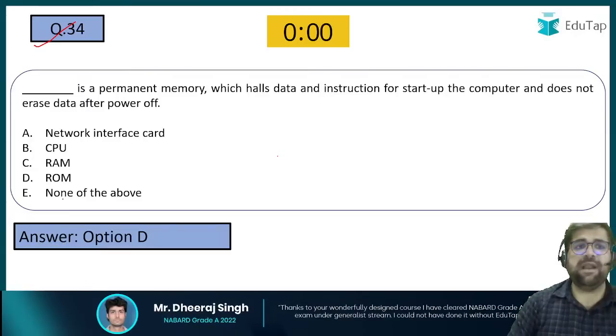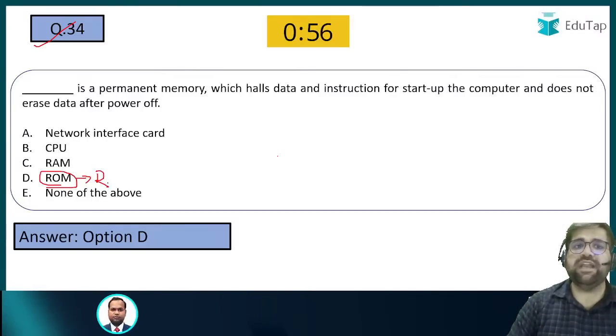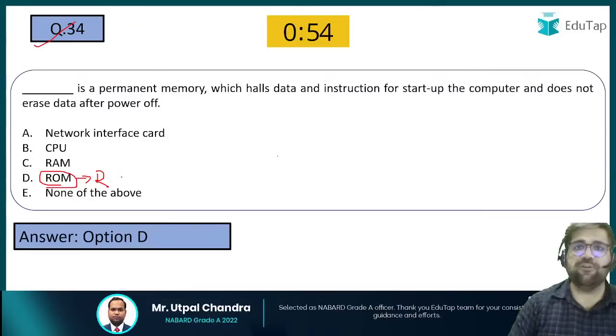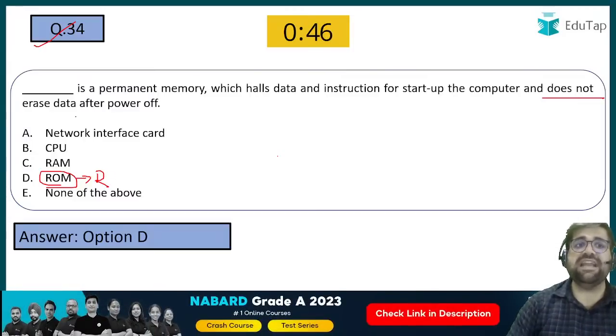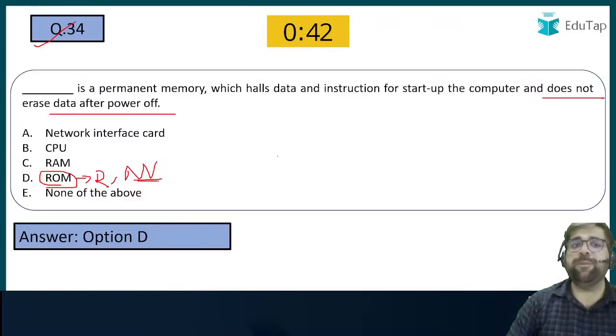In a very brief format, ROM, which is your read-only memory, you can only do reading. You cannot do any writing over here. Writing means that you cannot do any changing. You can only read it. As simple as that. And this particular type of memory does not erase its data after power off. So this is non-volatile. I hope you agree with me.